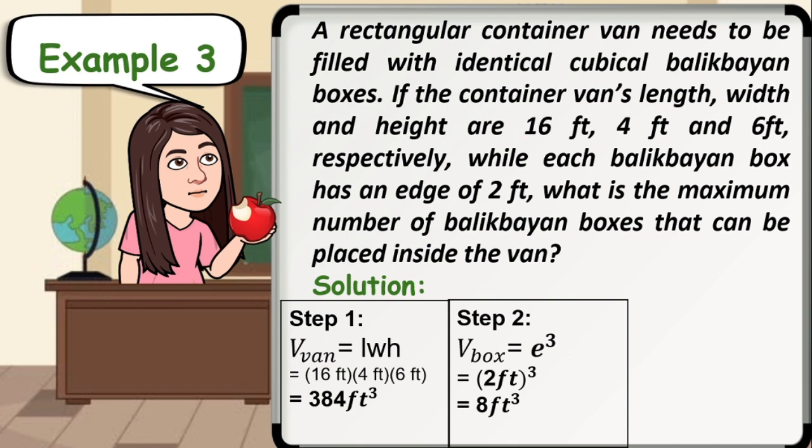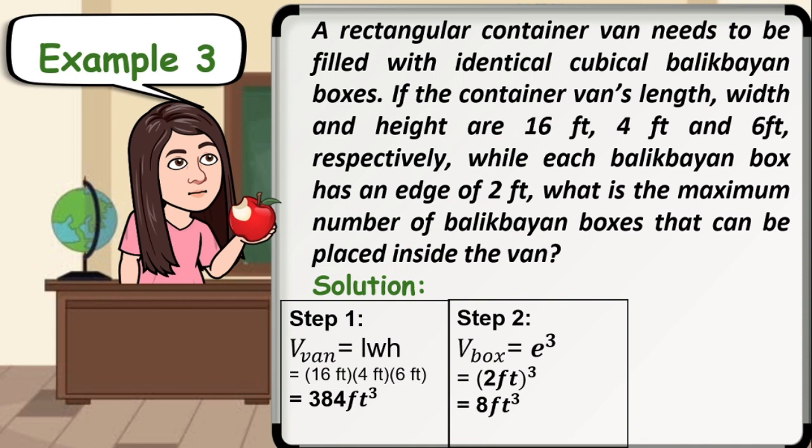For step 2, we need to get the volume of the balikbayan box. The formula for that is edge cube. So from the given a while ago, the balikbayan box has an edge of 2 feet. So therefore we have 2 feet cube, which is 8 cubic feet.